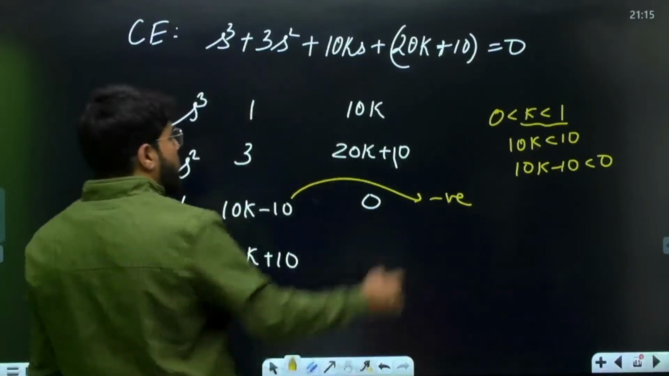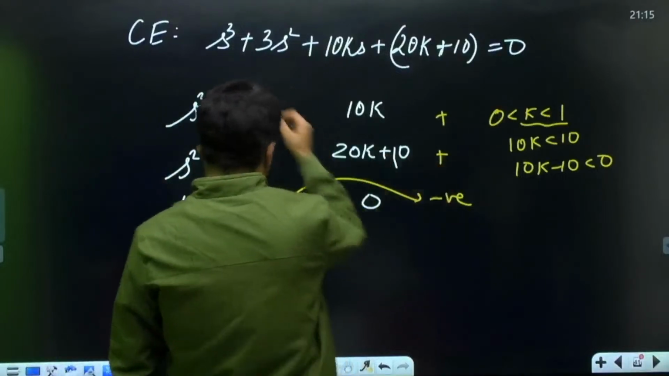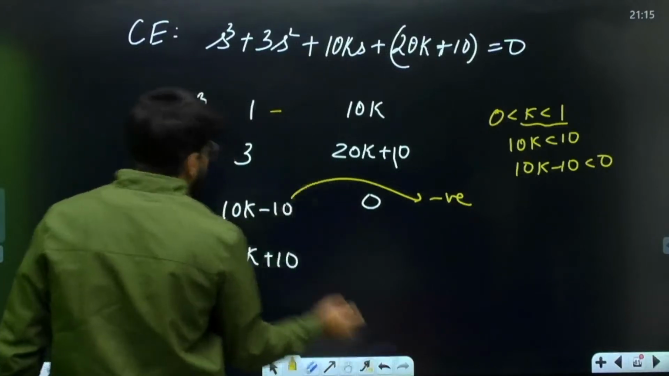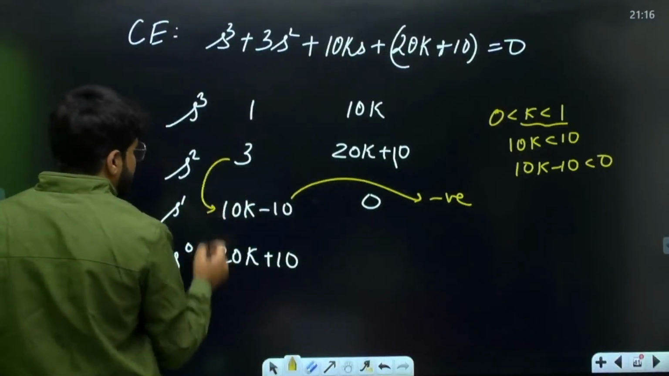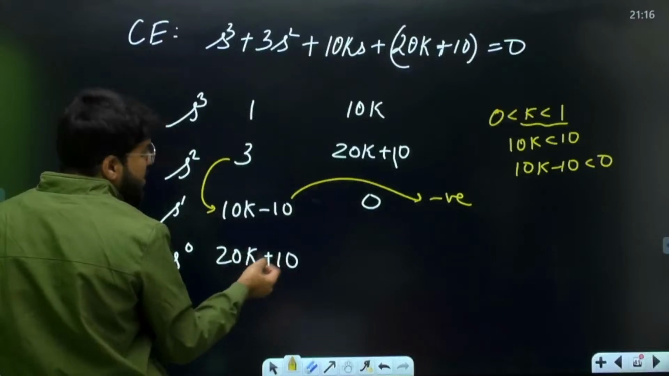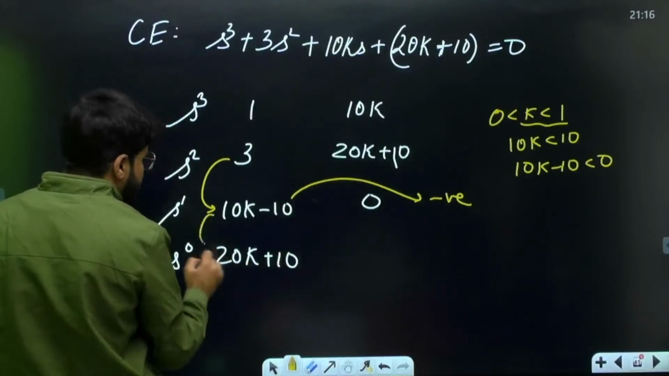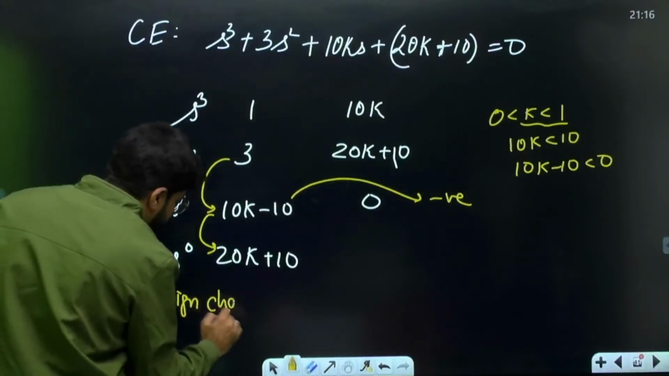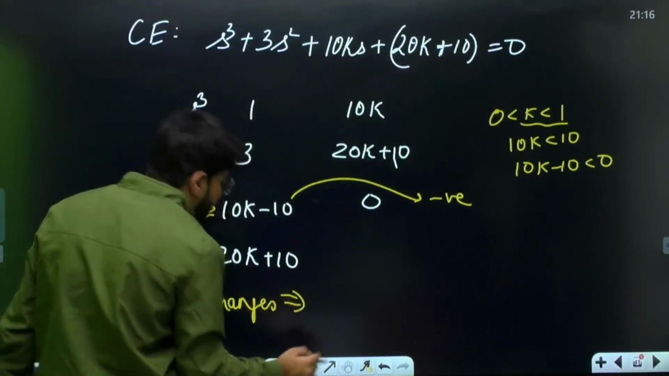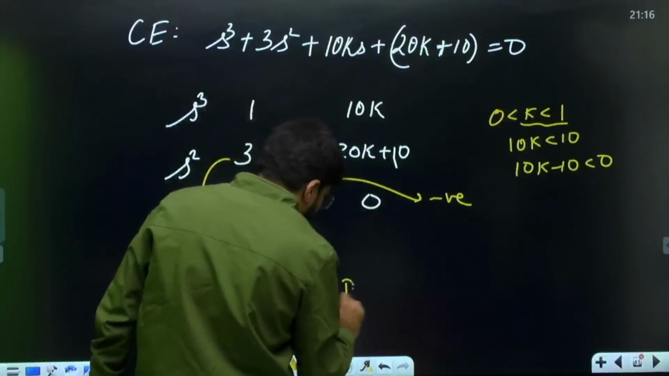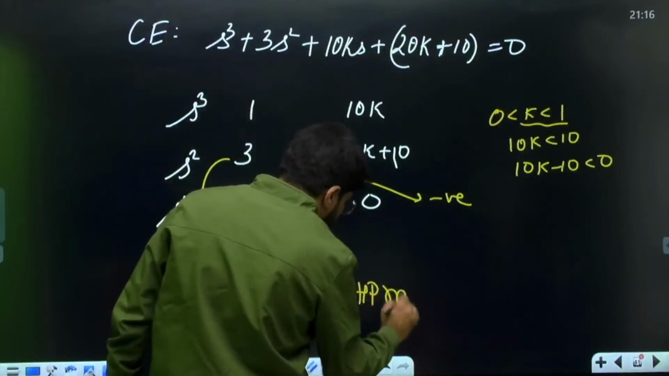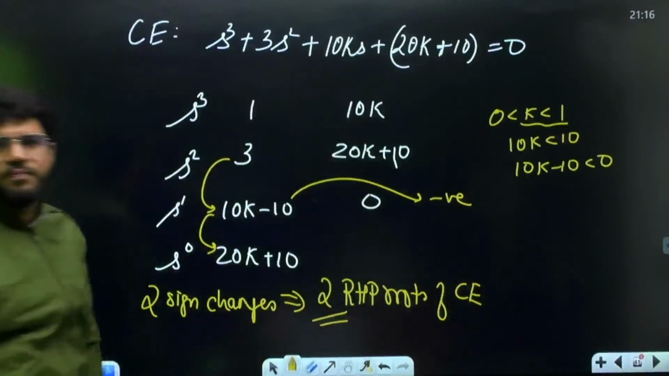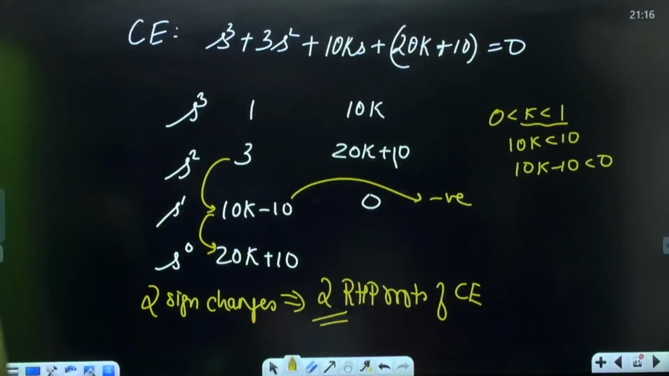So what do you have? Observing the sign in the first row, you have plus, then plus. Then a sign change to minus, and again minus. K is positive, so 20k plus 10 is positive only. Again a sign change: two sign changes. I have directly fed the characteristic equation. Two sign changes in the first row, so 2 RHP roots of the characteristic equation, and hence your answer is 2.